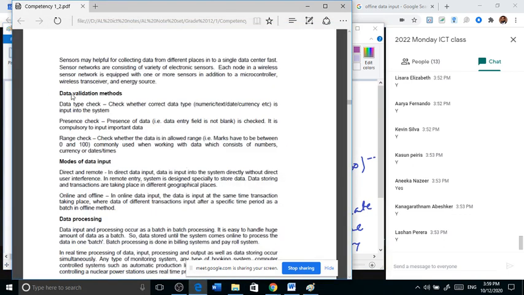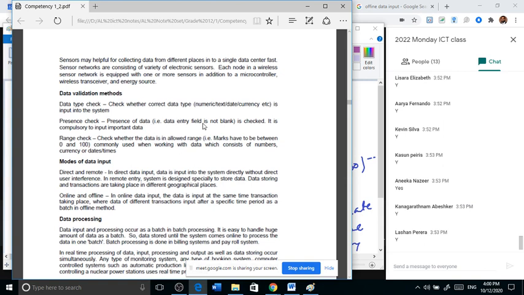So here data validation methods. Data type check. Check whether correct data type, numeric, text, date, currency, etc. is input into the system. ඔන්න බලන්න එතකොට මේ validation methods තියෙනවා. First validation method එක තමයි type check එක. එයා බලනවා type එක. date නම් date එකක් තමයි enter කරන්න තියෙන්නේ. Presence check. Presence of data.